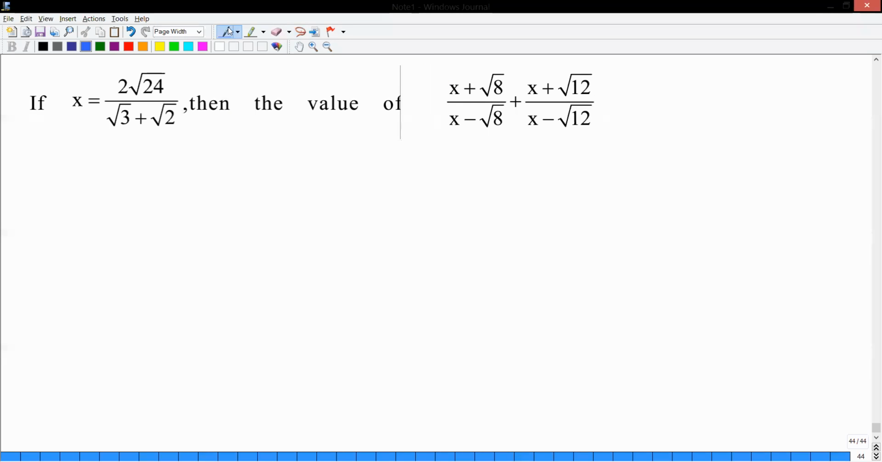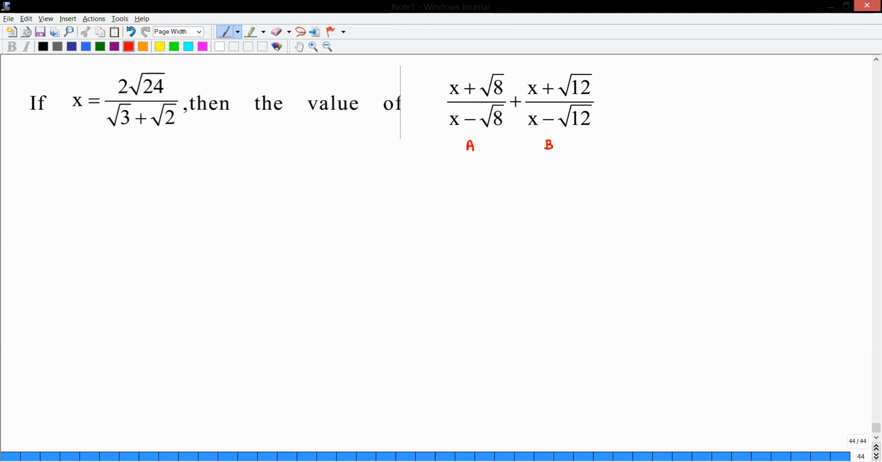Very important but little lengthy. You have to try to understand this first. You have x plus root 8 by x minus root 8 plus x plus root 12 by x minus root 12. I'm not taking them together, I'm taking them separately. This is a and this is b. First look at a, forget about b. A in the form of what? A plus b by a minus b. It's like componendo and dividendo of a plus b by a minus b.